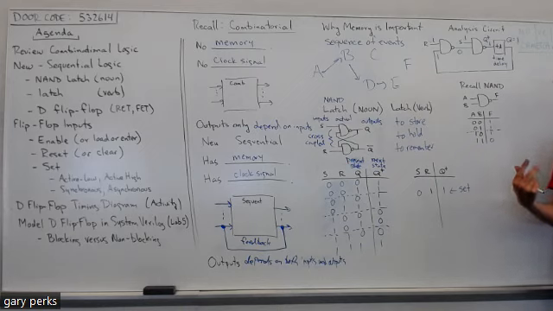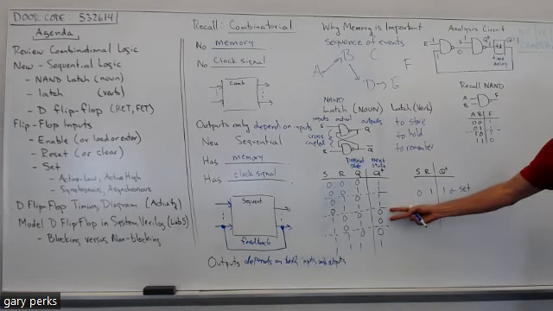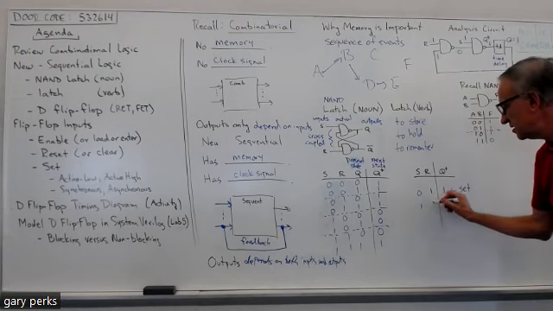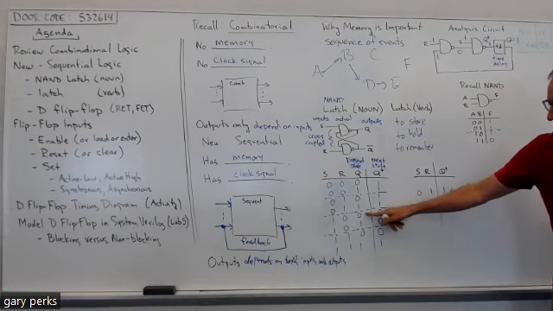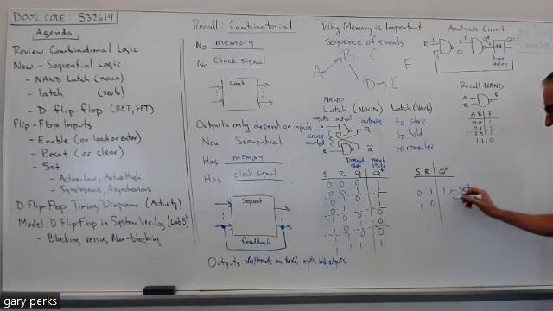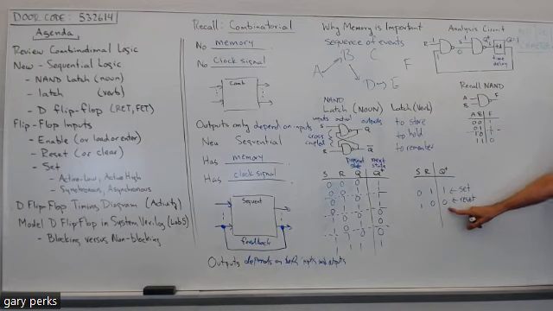Okay. All right. So now if you look at the next 2 rows, these 2 rows, S is 1, R is 0, and it doesn't matter what present state of Q is, next state of Q is going to be 0. And this is called reset. And again, reset means next state of Q is 0.